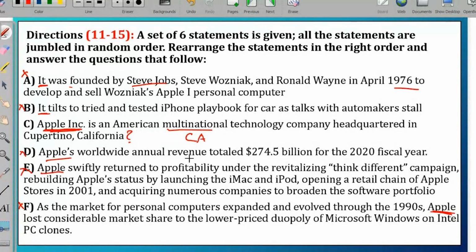Now only your instincts will work over here. Now there is no technique for this, but logical reasoning है यहाँ. मतलब logically you can do this. Apple Inc. is an American multinational technology company founded by Steve Jobs, Wozniak and Wayne. तो C के बाद आ गया A. A के बाद क्या आएगा? अब देखना यहां पर क्या लिखा है E statement में. E statement में लिखा है कि Apple swiftly returned to profitability. अब बस इस पे concentrate करना. Return to profitability. कहां से return हो गया?